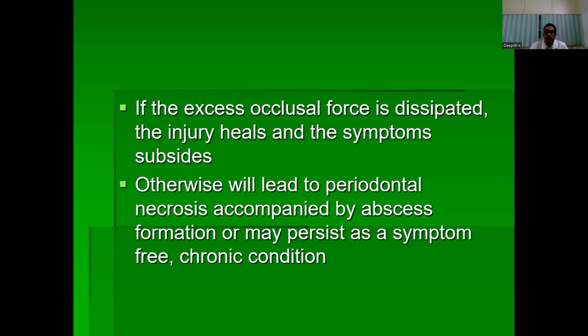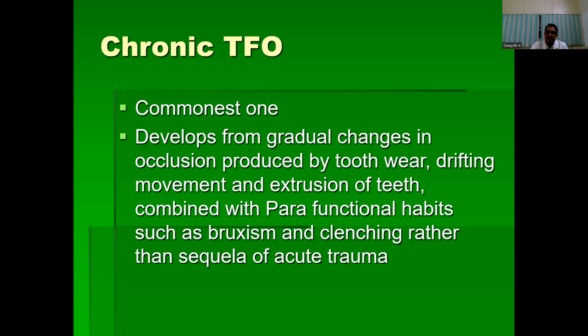Otherwise, it will lead to periodontal necrosis accompanied by abscess formation, or may persist as symptom free, or may lead to chronic conditions. Then it is termed chronic trauma from occlusion. It is the commonest one. It develops from a gradual change in the occlusion produced by tooth wear, drifting tooth movement, and extrusion of the teeth, combined with parafunctional habits such as bruxism or clenching, rather than as a sequela of acute trauma from occlusion.